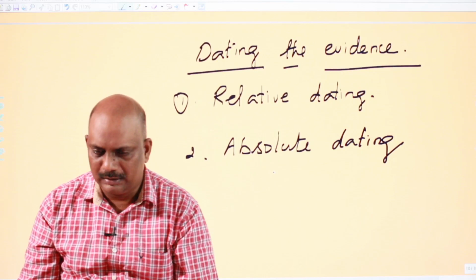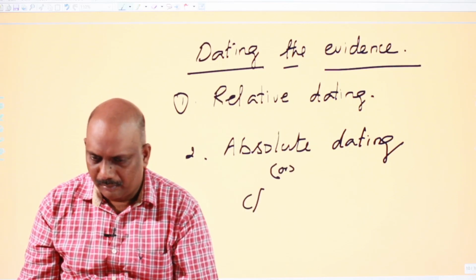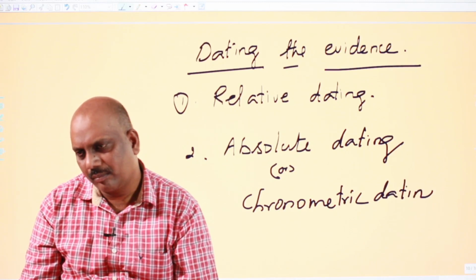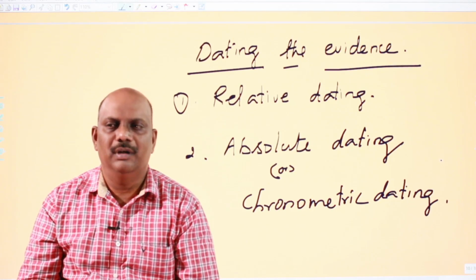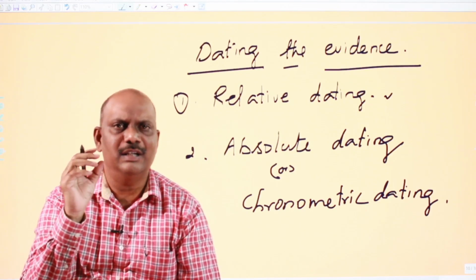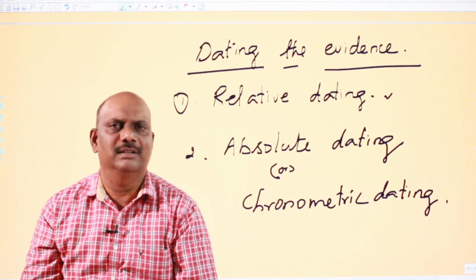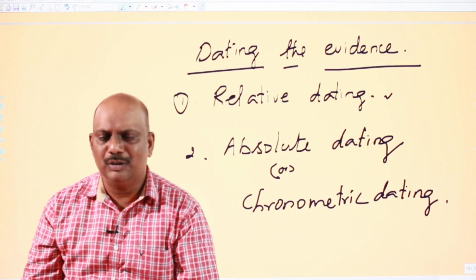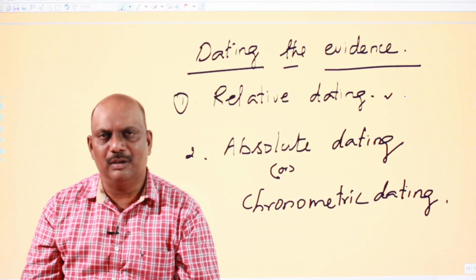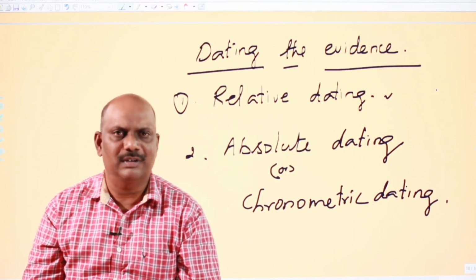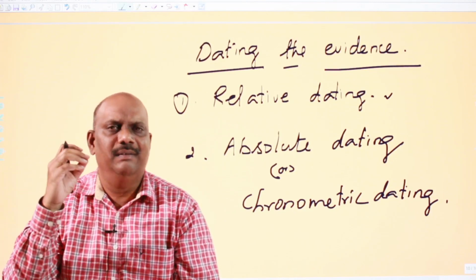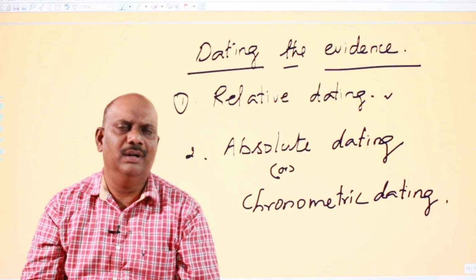Absolute dating, which is also called chronometric dating. In relative dating, we are not going to establish exactly how old an artifact or a fossil is. We are just going to compare two objects, two artifacts or two fossils, to see which one is older and which one is newer. That is relative dating. In absolute or chronometric dating, with a lot of accuracy, we are going to establish how old an artifact is.